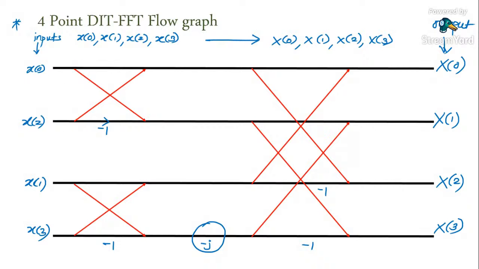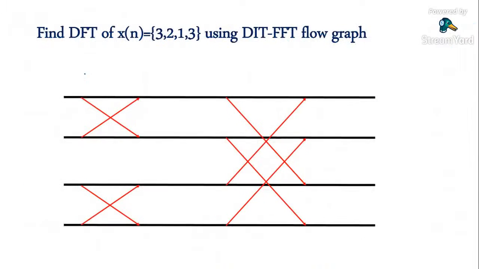We are dividing in time, as we have divided x of 0 based on the even and odd like this: x of 0, x of 2, x of 1, x of 3. We have divided in time. Now we'll solve the example.